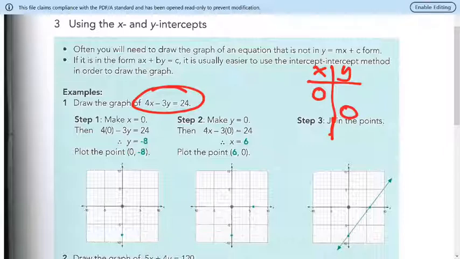Okay? So the first time, what I'm going to do is plug in x equals what? Zero. And this is what I mean by solve: 4 times 0 minus 3y equals 24, because x is 0. You just plug in x equals 0 and then do the math. Now, what's going to happen to 4 times 0? It's going to go to 0. In other words, the x term is simply going to go away.